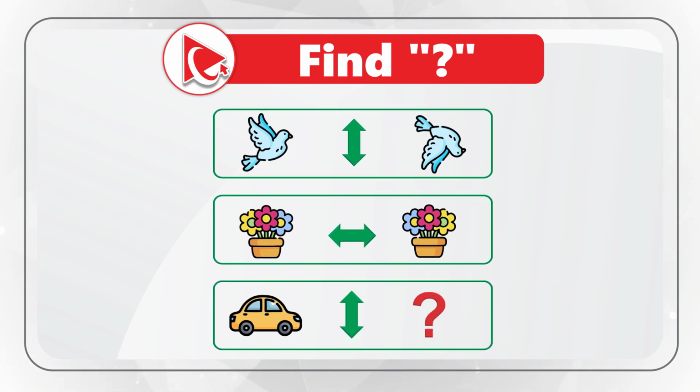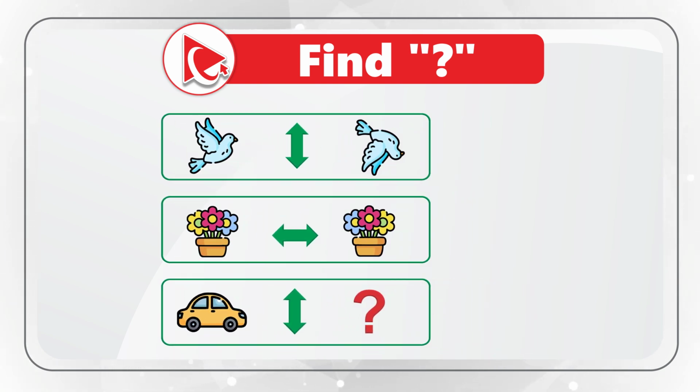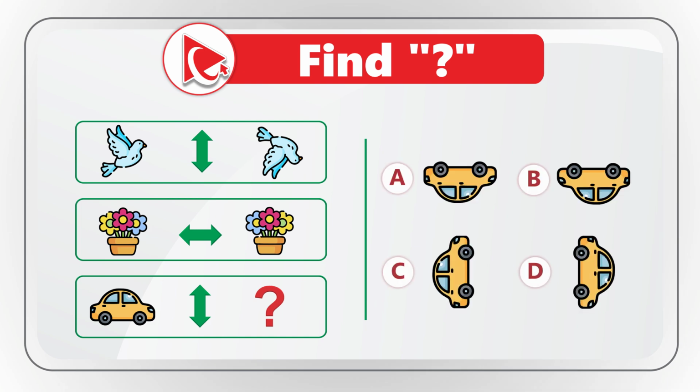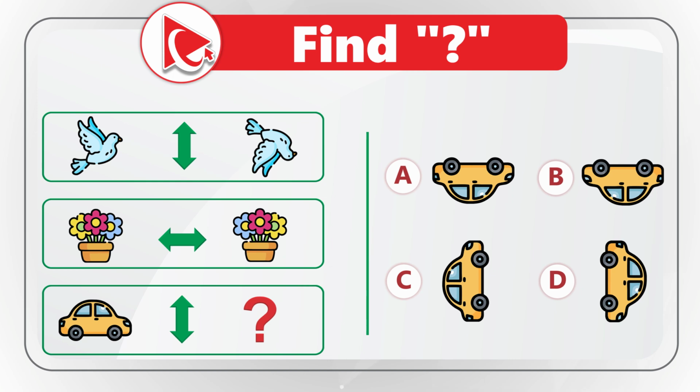You need to select the missing item out of 4 possible choices. Choices A, B, C, and D. Take a close look to see if you can come up with the solution. If you can't figure it out, consider pausing this video to see if you can get to the answer. Are you ready?